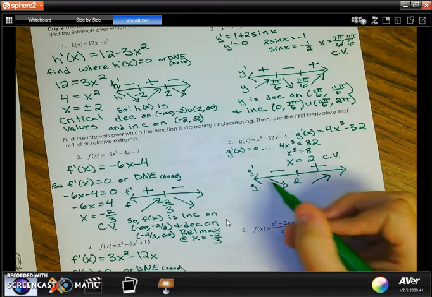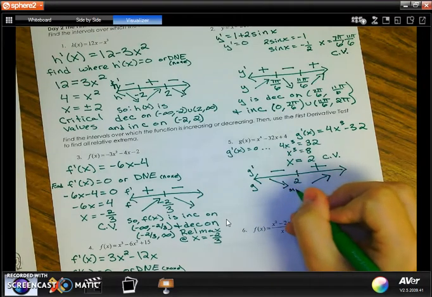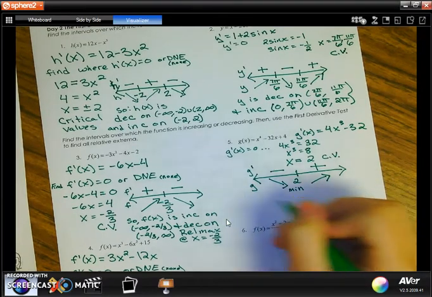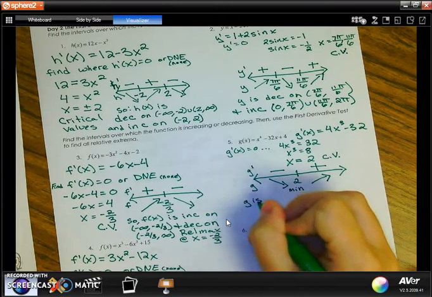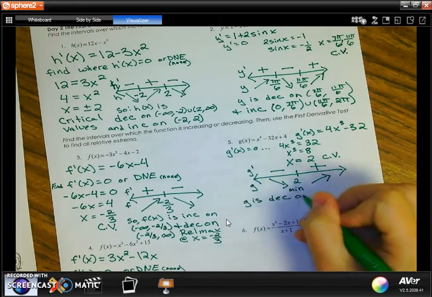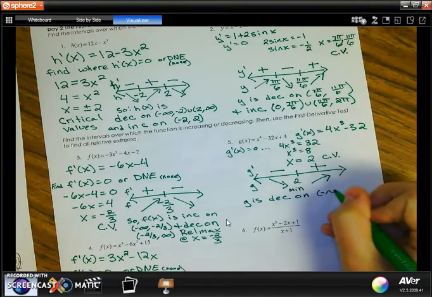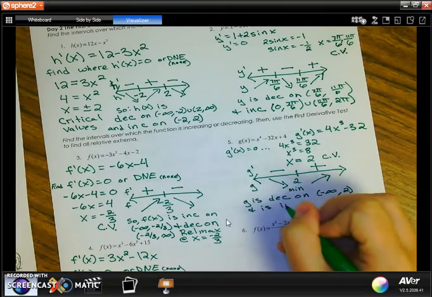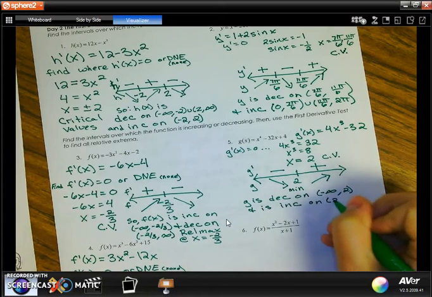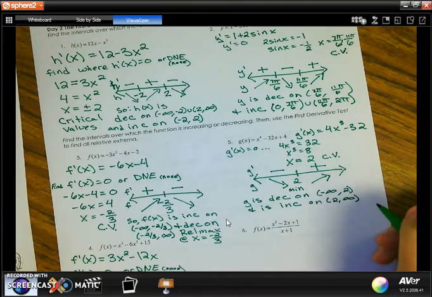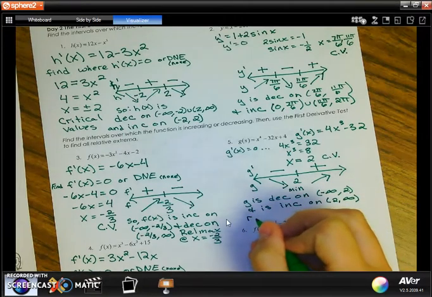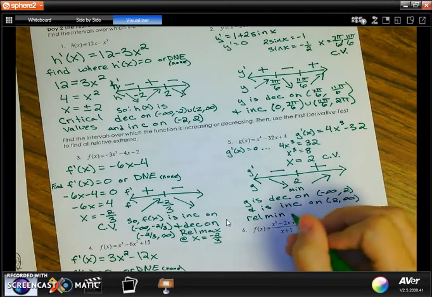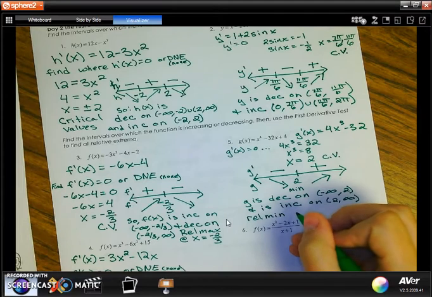And so what does that tell me about 2? Well, if a function is decreasing then increasing, that's going to tell me that 2 there is a minimum. And I need to make sure I'm answering the question. So here I can conclude that g is decreasing on the interval negative infinity to 2, and it is increasing on the interval 2 all the way to infinity. And then there is a relative minimum. I cannot conclude that it's an absolute because I don't have any endpoints to test as well. So you could say that there's a relative minimum at x equals 2.